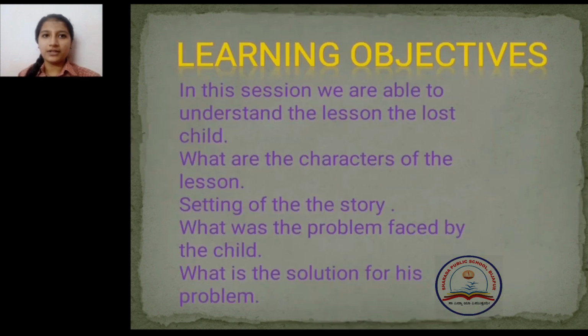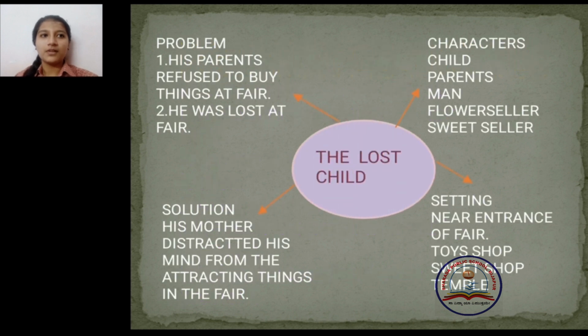The learning objectives are: in this session, we are able to understand the lesson, The Lost Child, what are the characters in the lesson, the setting of the story, what is the problem faced by the child, and what is the solution for his problem. The characters in the story are the child, parents, man, flower seller, sweet seller. The settings are near the entrance of the fair, toy shop, sweet shop, and temple.